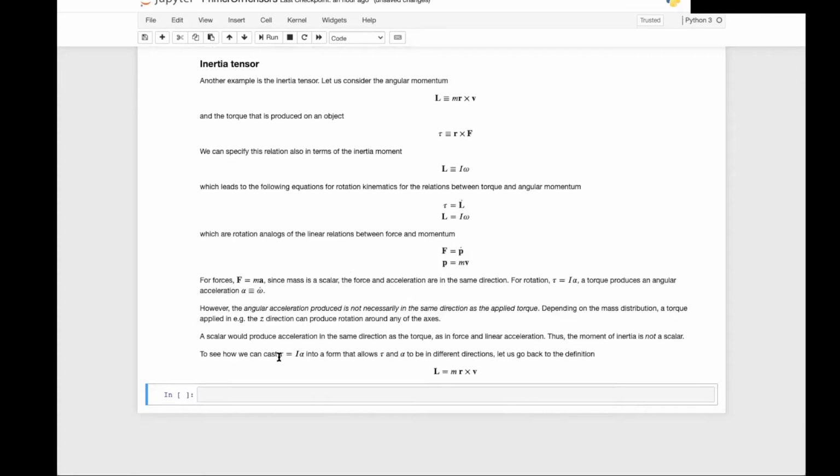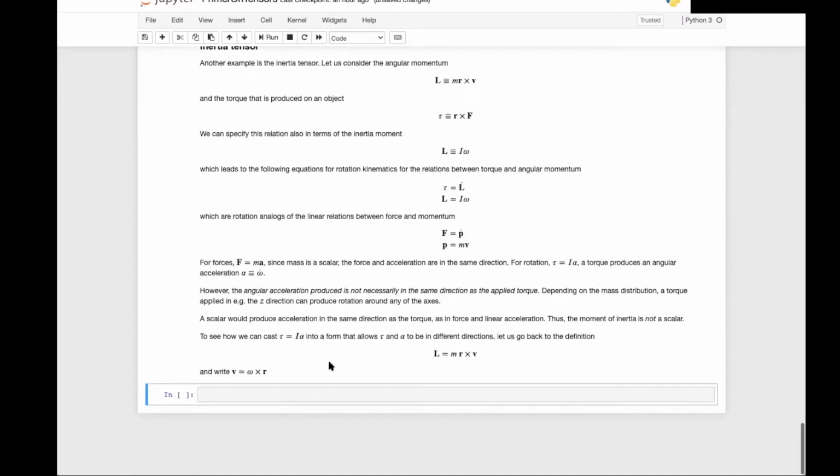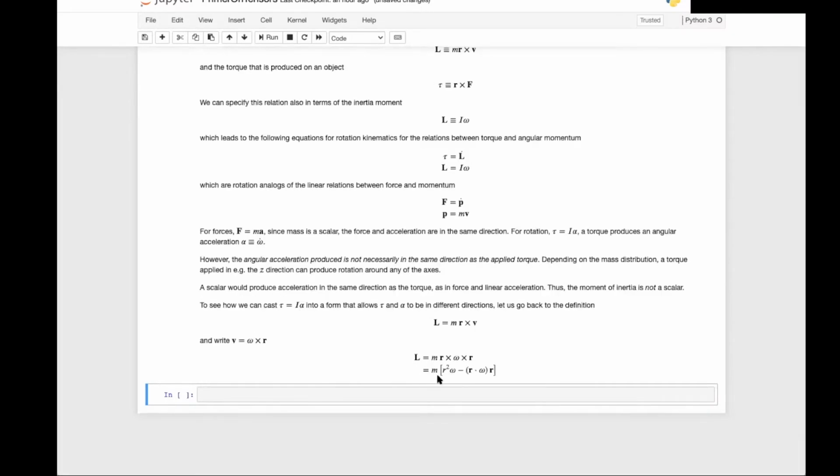So to see how we can cast tau equal to I times alpha into a form that allows tau and alpha to be in different directions, let us go back to the definition of the angular momentum and write the velocity as the cross product of the angular velocity and the distance. So that's then what we get for the angular momentum.